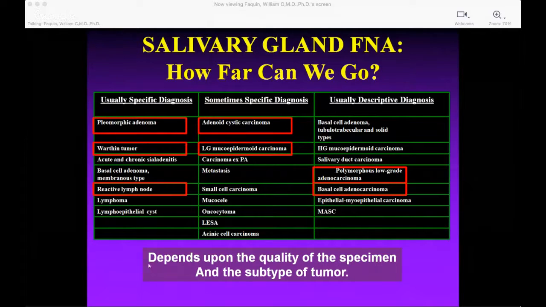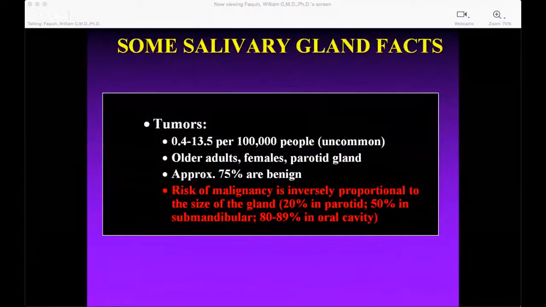But again, one of the take-home messages would be that our ability to make a specific diagnosis depends on the sample, as well as the nature of the tumor. And many of these tumors can have various subtypes, and it'll depend upon the subtype that you're dealing with.